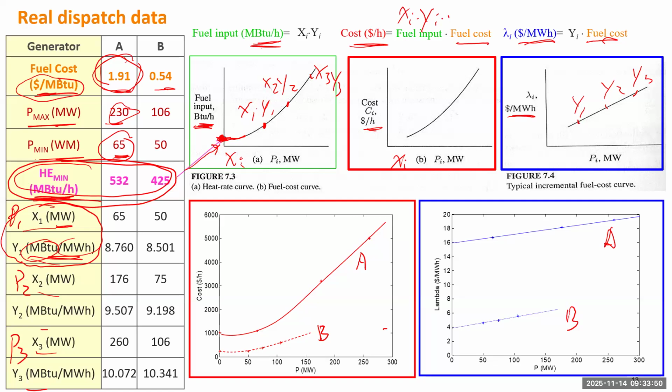What other information have we not utilized from the slides? We haven't utilized the minimal and the maximal output, right? So we need to highlight the region where we can operate the power plants. So each curve is bounded by a P minimal and a P maximal. Similarly, for both units, they need to be operated within a certain region. Beyond those limits, it will not be safe for the power plant.